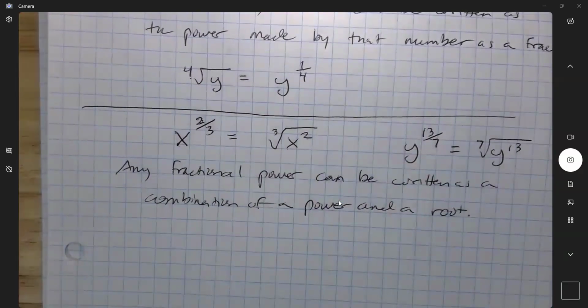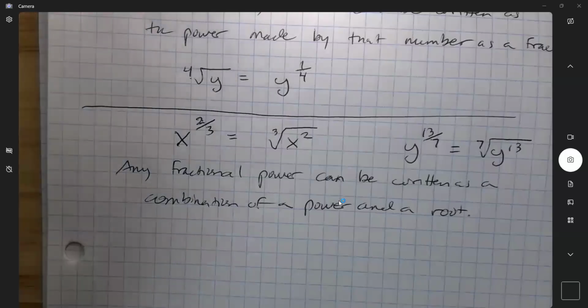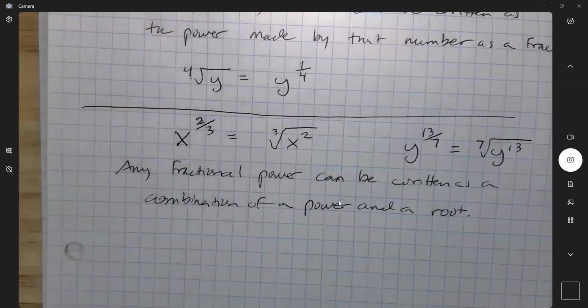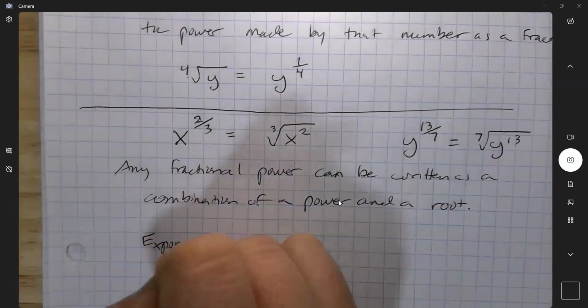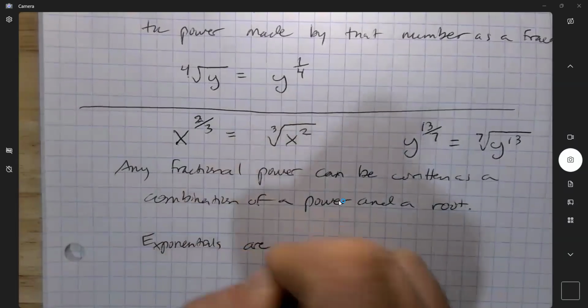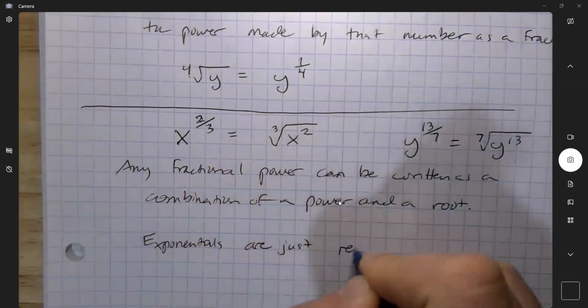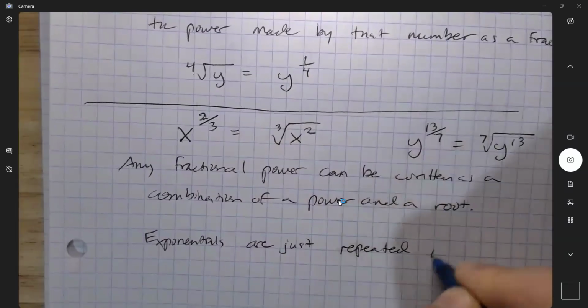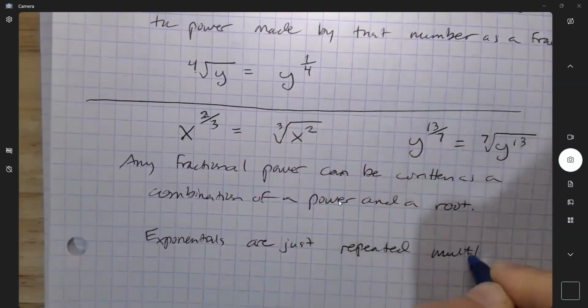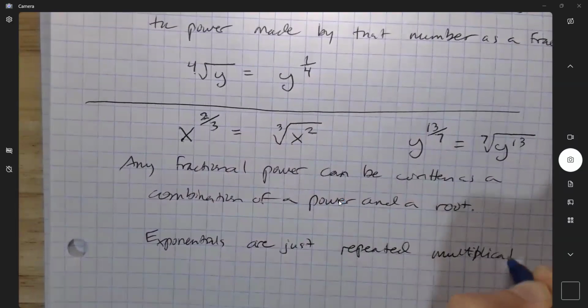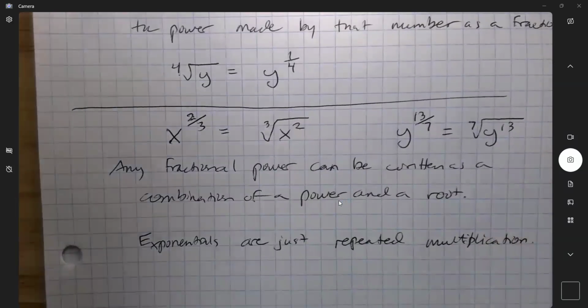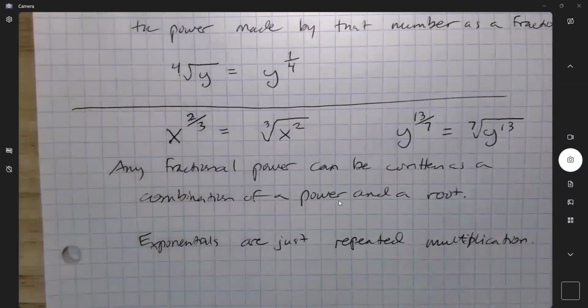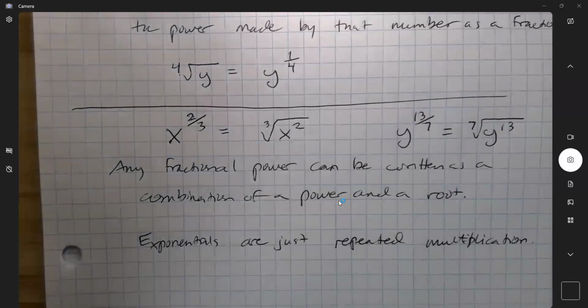Those are all our rules. All of those rules start and end with the fact that exponentials are just repeated multiplication. And all of these rules just allow us to write that repeated multiplication in a more compact form. And then to combine different terms in different ways.